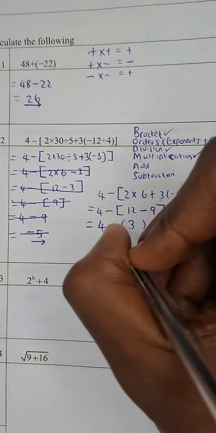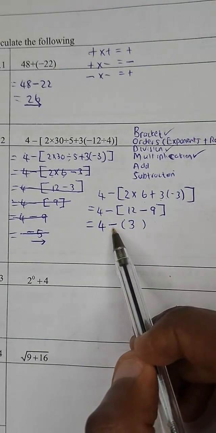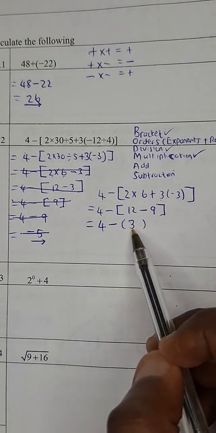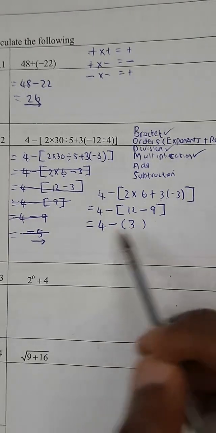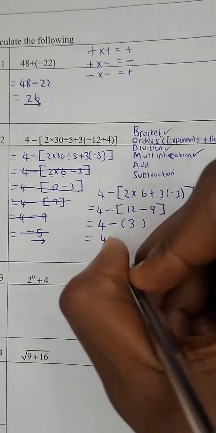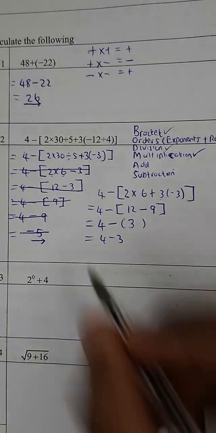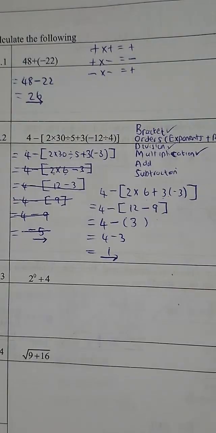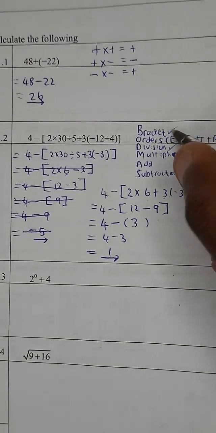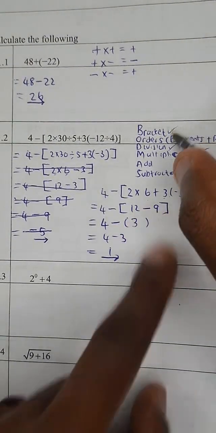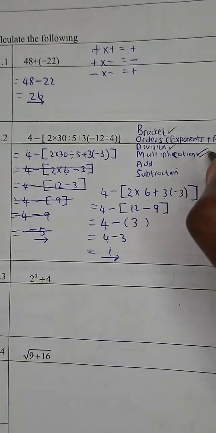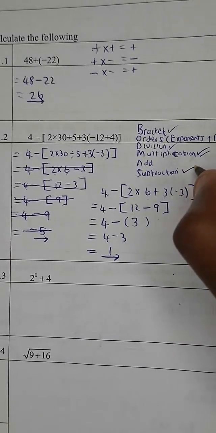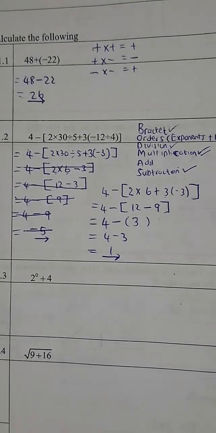Then 4 minus, the minus gets multiplied with the +3. Negative times a positive, we have 4 minus 3, the bracket is removed. Then 4 minus 3 is equal to 1. Okay, so from the bracket back to the bracket, we went back to multiplication, then subtraction, then answer.